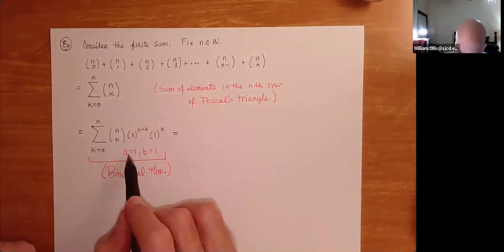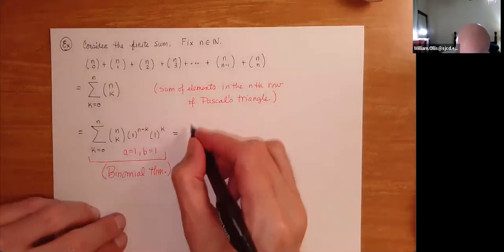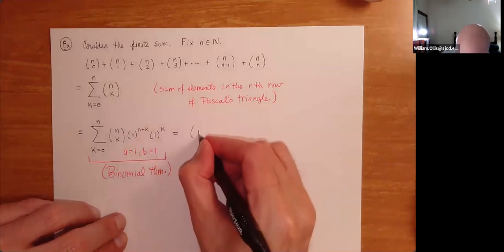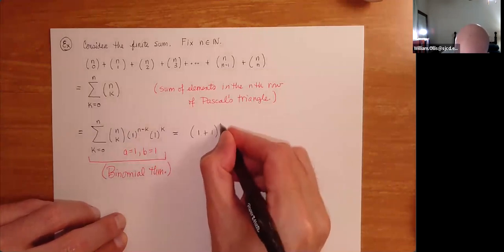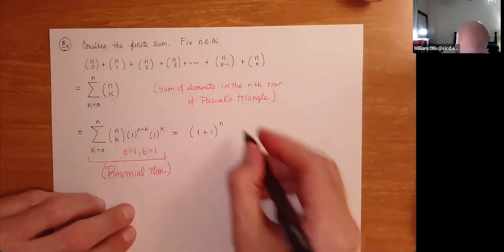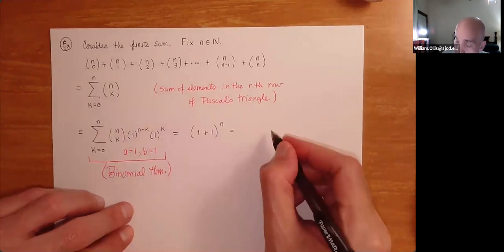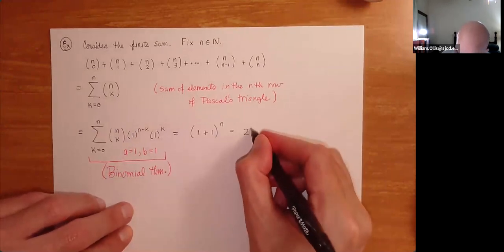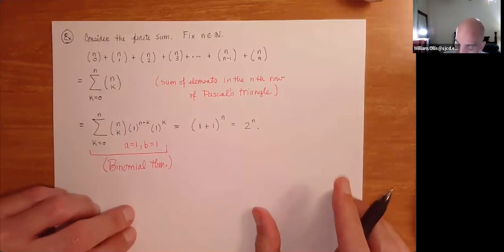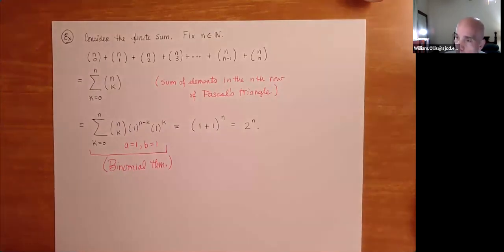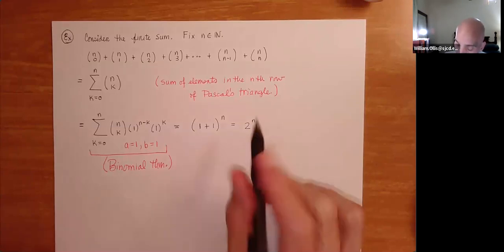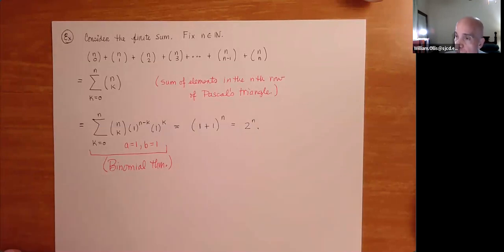Well, this is just a plus b raised to the n. So this will be 1 plus 1 raised to the nth power for the fixed n. But I think the last time we checked, 1 plus 1 was 2. So this is 2 to the n. So when you look at any row of Pascal's triangle and you sum the elements, if it's the nth row, the sum of the elements will just be 2 to the n.